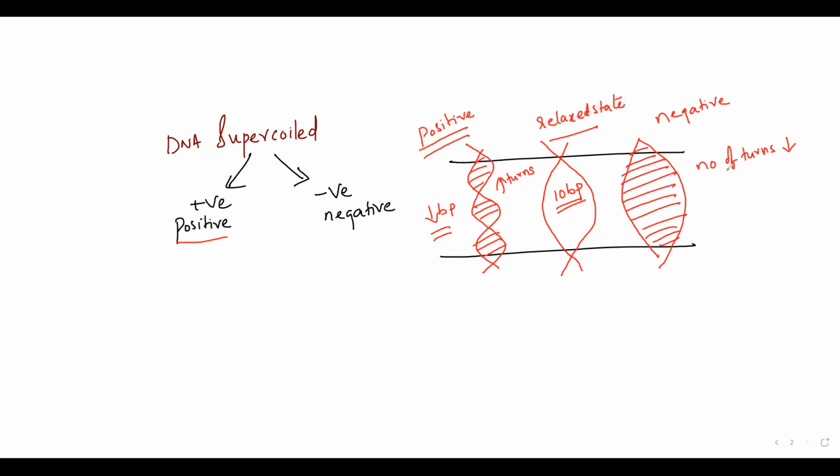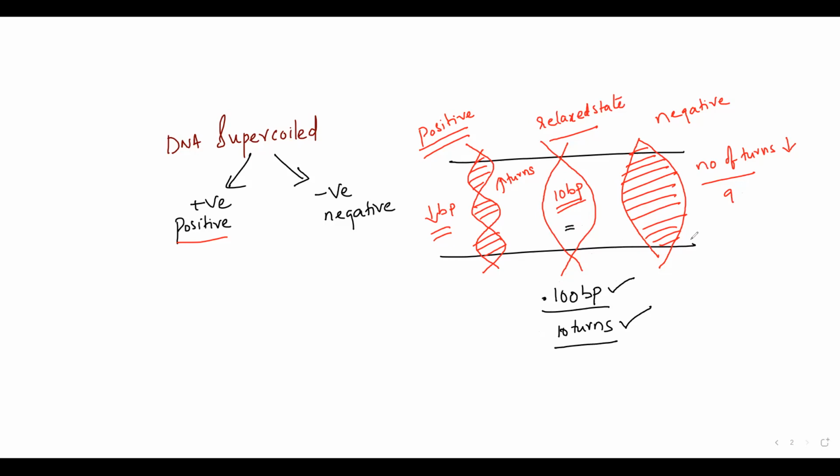And if you're going to look at the number of turns, let me give you one particular comparison. For instance, if I'm going to have 100 base pairs in the relaxed state, I'll be having around 10 turns, right? I think now you have understood this.